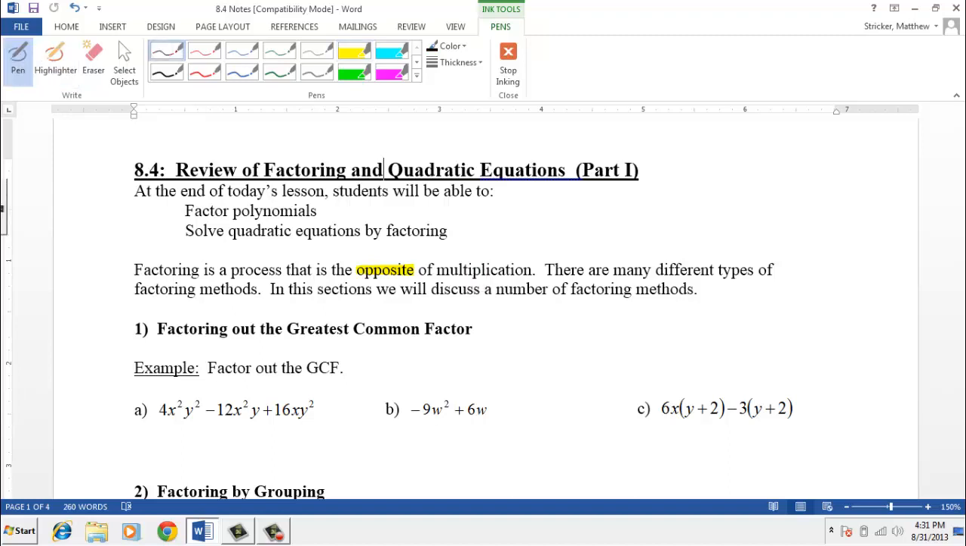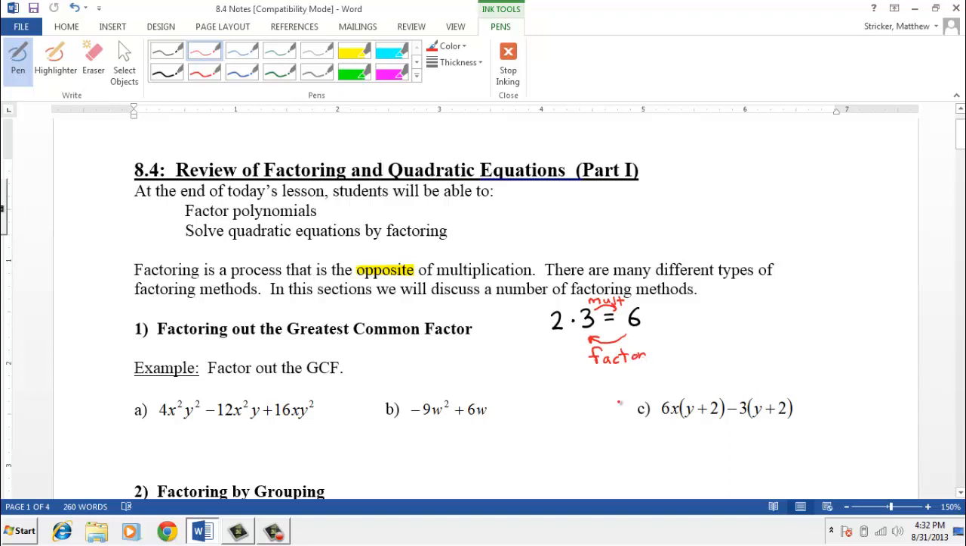So just to get to the point here, factoring is the opposite of multiplication. What I mean by that is if I multiply 2 times 3, that's equal to 6. If I go this way, this is what we call multiplying. However, if I go the opposite way, if I say that 6 breaks down into the product of 2 times 3, that's what we call factoring.